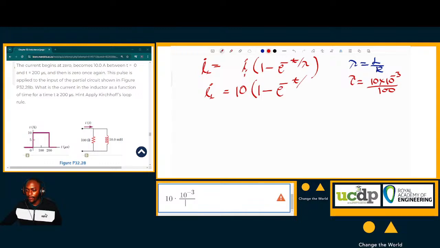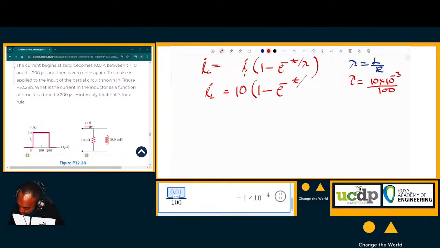No, that's not what I want. That's answer divided by 100. That's 1 times 10 to the power of 4. So tau is equal to 1 times 10 to the negative 4, which means that 1 over tau will be equal to 1 times 10 to the power of 4, the inverse. Okay.